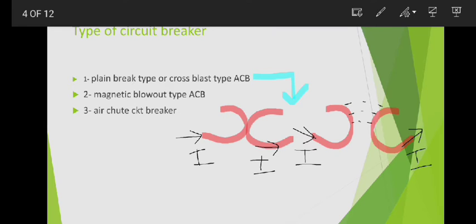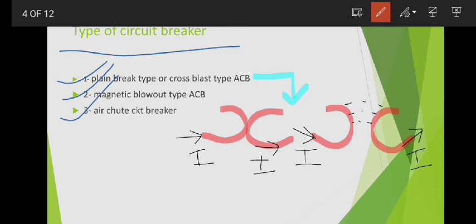So let's see the types of air circuit breaker. There are three types. One is the plain break type or cross flash type air circuit breaker. Another is the magnetic blowout type circuit breaker. Another is the air tube type circuit breaker. We have to see all of those.